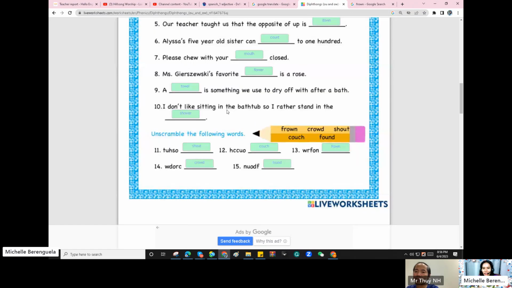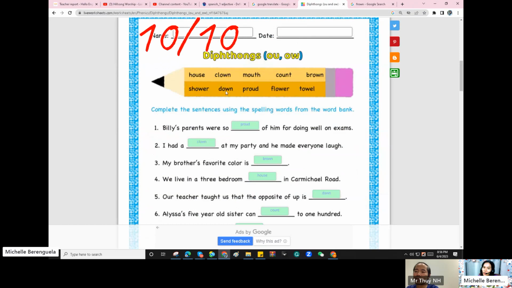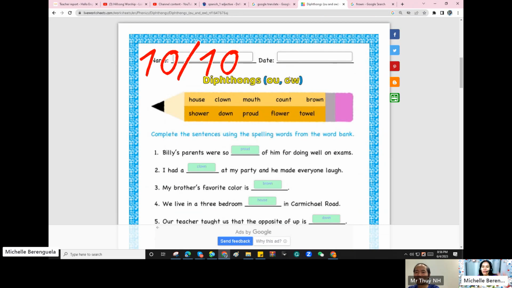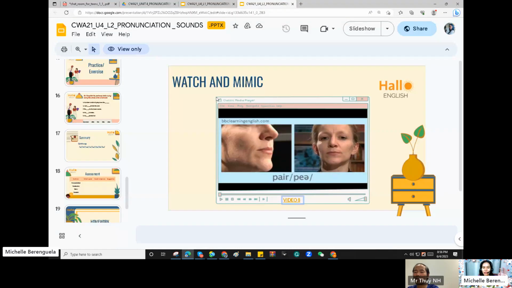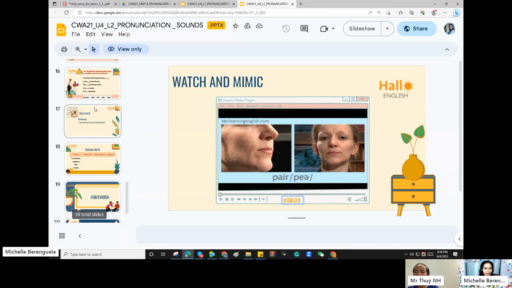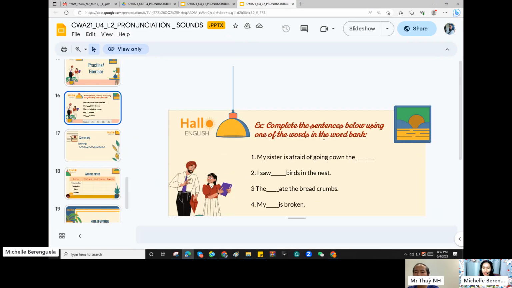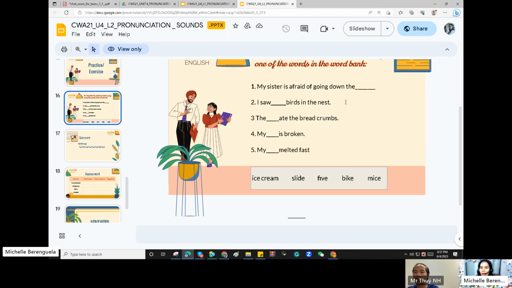Okay, so let's check all your answers. Okay, you've got a perfect score. All right, so these words have ow and ou. Ow and ou, okay? Yes, very good. So these are diphthongs. Okay, next we have another exercise. You are going to complete the sentences with the word bank.